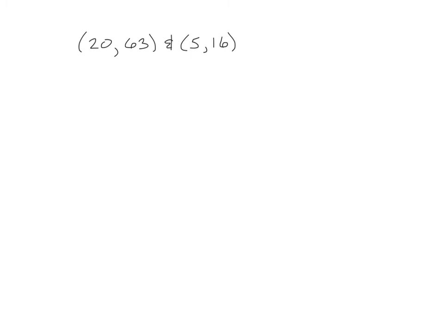Alright, so my points were 20, 63, and 5, 16. So now I'm just going to calculate my slope. So my slope is going to be my 63 minus 16 divided by 20 minus 5.